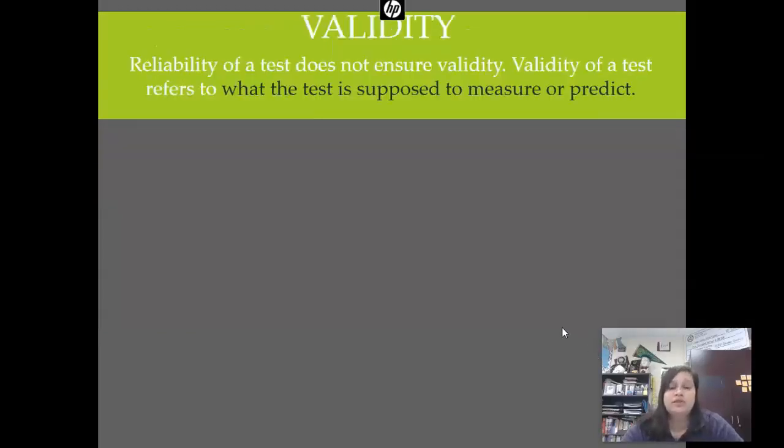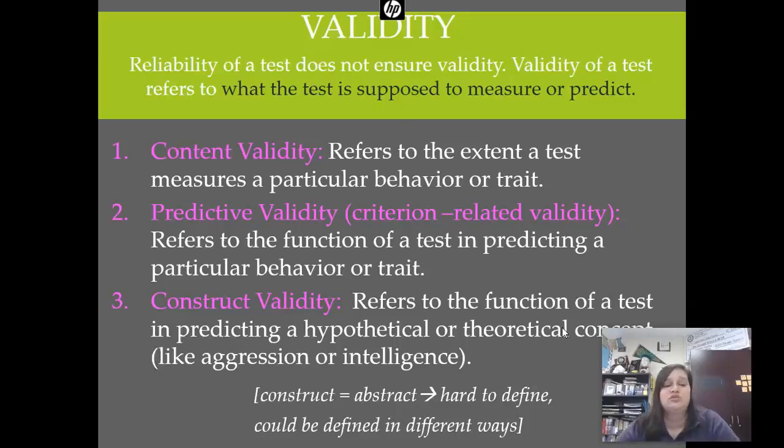The next thing we want to look at is, is the test valid? So just because a test is reliable doesn't mean it's valid. You could be consistently wrong, but we want the test to be consistently valid as well. When we say validity, we're wondering, does the test measure what it's supposed to measure? Or is it predicting what it's supposed to predict? And there are three ways we look at validity.